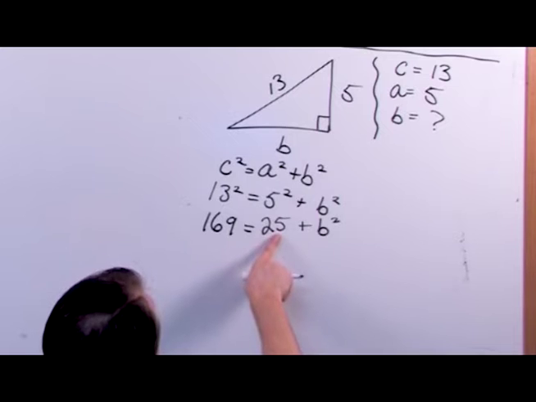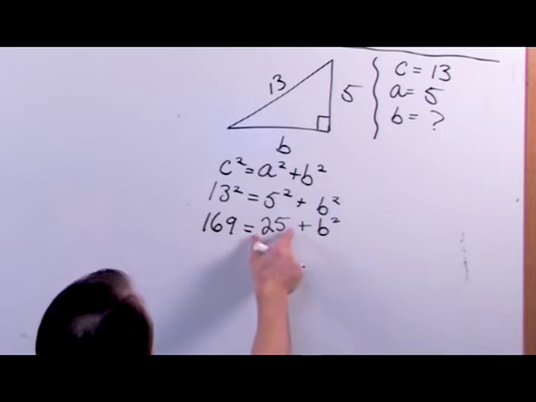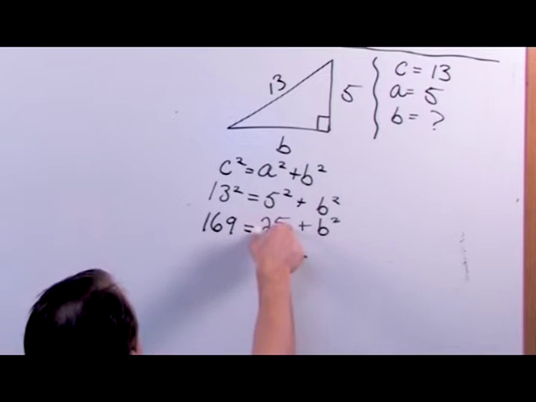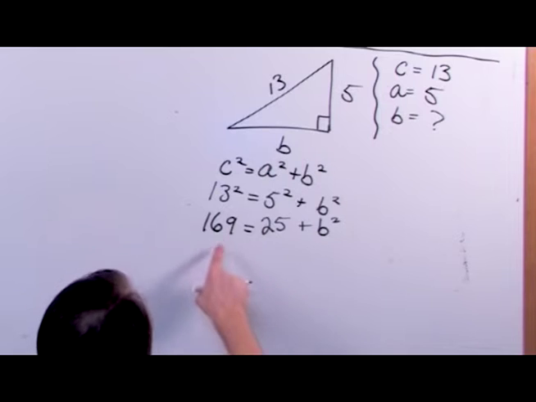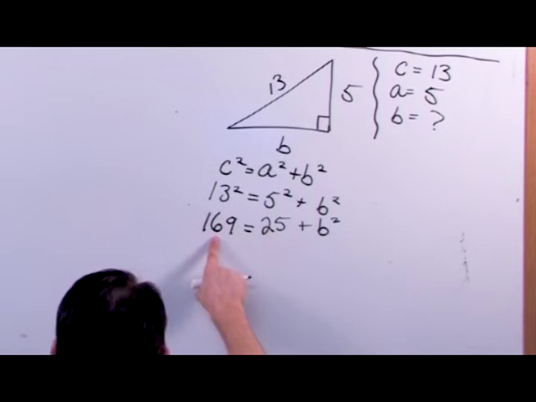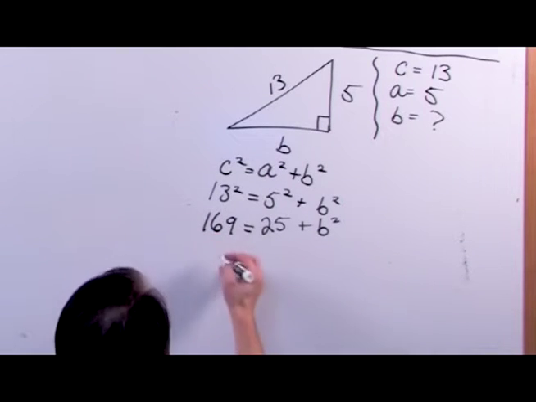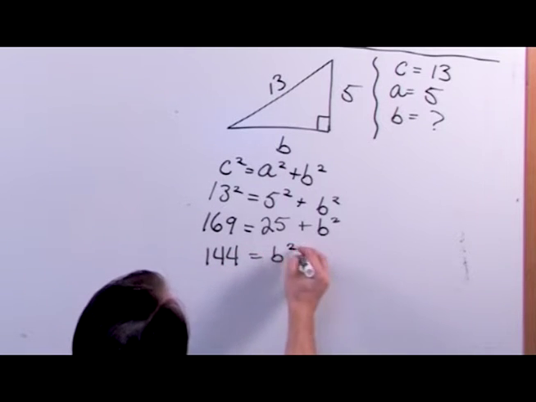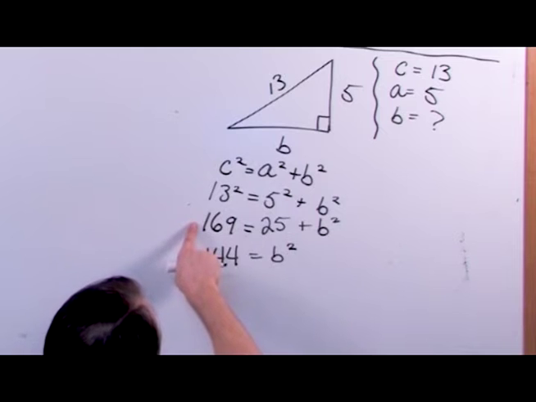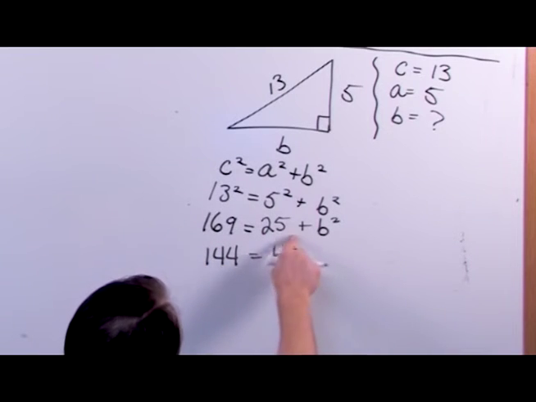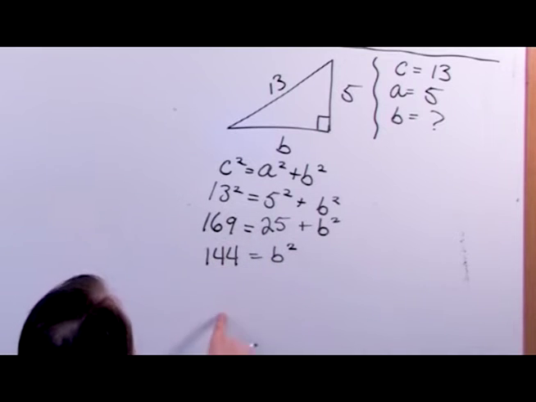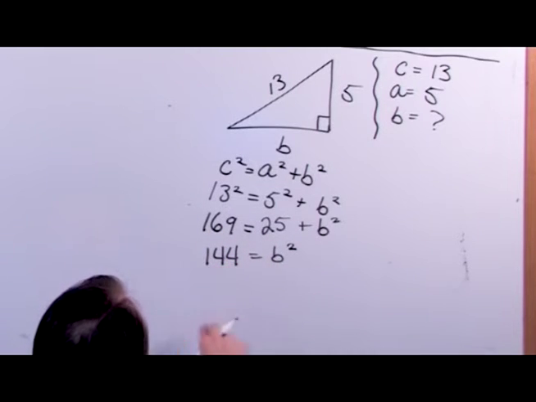Okay, so how do I solve for this? Well, I take this 25 and I move it over here by subtracting it, because I need to do the opposite. Here it's positive, so in order to subtract it off, I do that. So 169 minus 25 is going to be 144, which is equal to B squared. So all I did here was subtract 25 from both sides. It disappears from this side because 25 minus 25 is 0. And when you move it over here, it becomes 144. 169 minus 25 is 144.